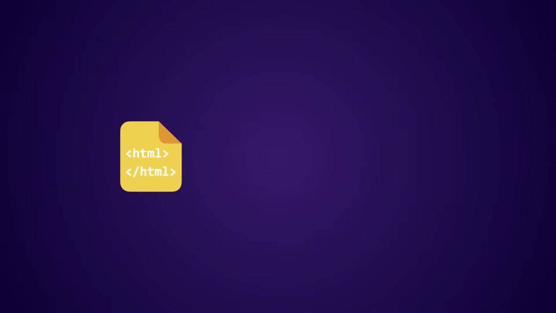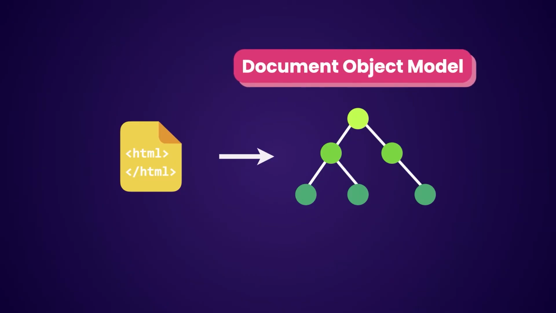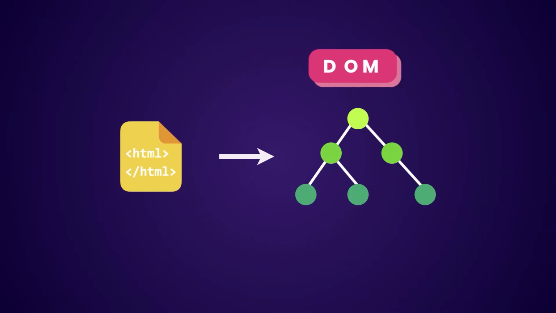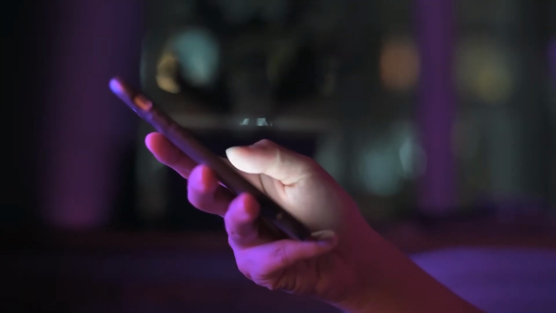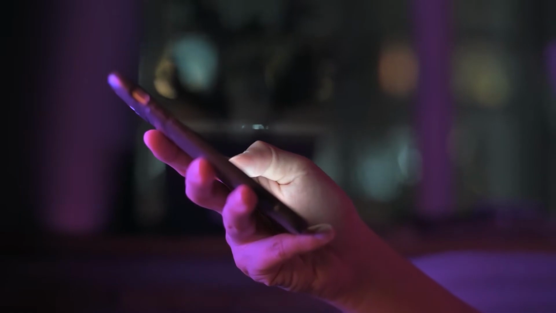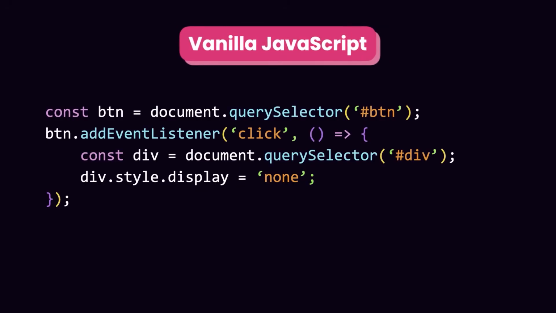Well, as you probably know, when a web page is loaded in a browser, the browser takes the HTML code and creates a tree-like structure called the Document Object Model, or the DOM for short. This allows us to use JavaScript and change the page content in response to user actions. For example, we can use JavaScript to hide an element when a button is clicked. This is called vanilla JavaScript, meaning plain JavaScript code without any third-party tools.